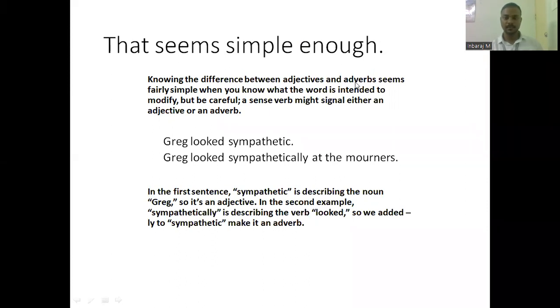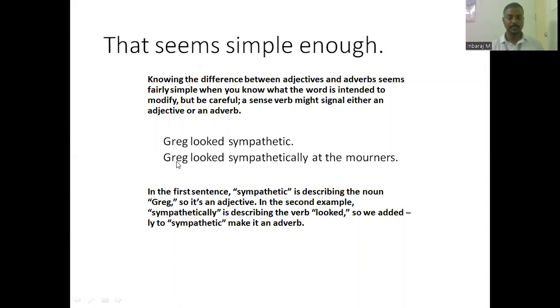Knowing the difference between adjective and adverb seems fairly simple when you know what the word is intended to modify. But be careful, a sense verb might signal either an adjective or an adverb. That is, you can use both an adjective or an adverb with the sense verb. Look at these sentences. Greg looked sympathetic. So here, sympathetic is an adjective. How does Greg look? Greg looked sympathetic. Looked is the sense verb here, and sympathetic is the adjective here.